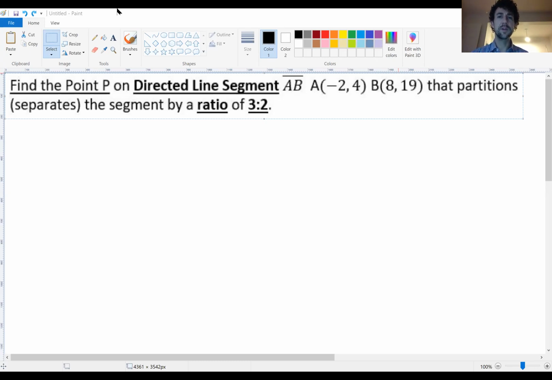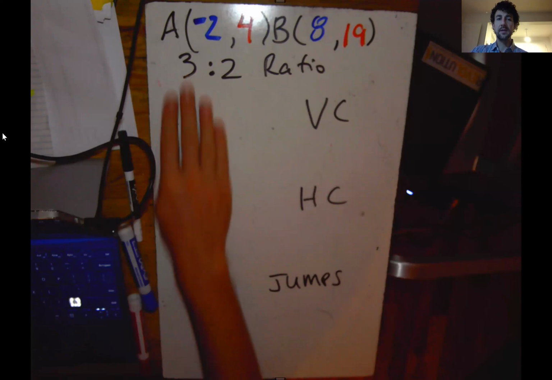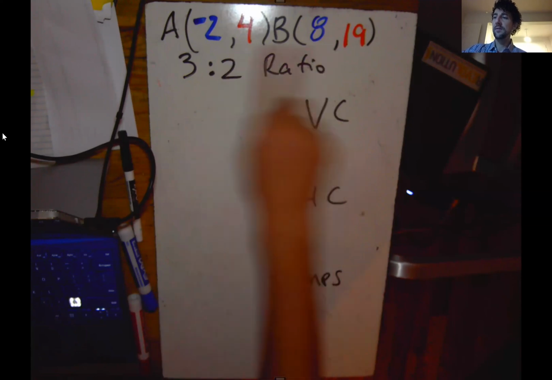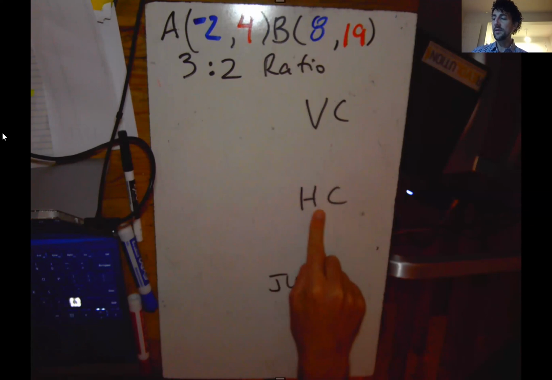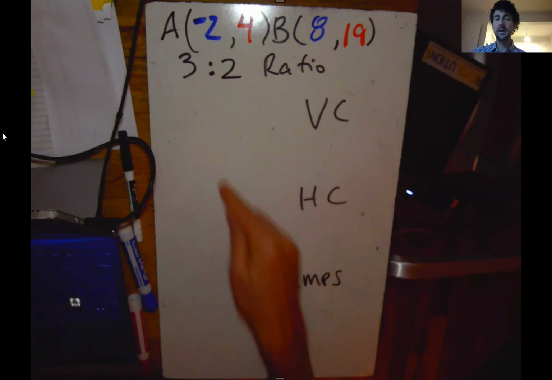And you can see the coordinates for A and B. So to accomplish this, we're going to map out the line segment AB and find out where the coordinate P should go. Then we're going to look at the coordinates and find the vertical change, the horizontal change, and the jumps. You'll figure out what those mean in a minute, that we will use to fill in the coordinates along the line segment that lead us to the point B.